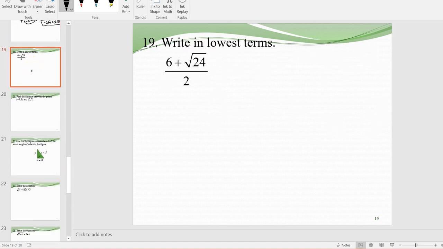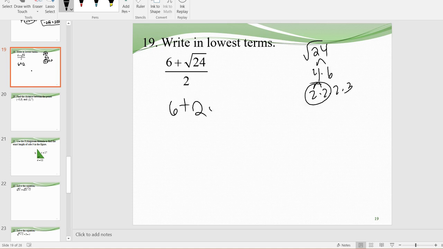Write this in lowest terms. What can we do? We can simplify the square root of 24. How about 4 times 6? 2 times 2 times 2 times 3. Out comes a 2. 6 plus 2 square root of 6 all over 2. That 2 divides into both the 6 and the 2, so it needs to be reduced to 3 plus the square root of 6.